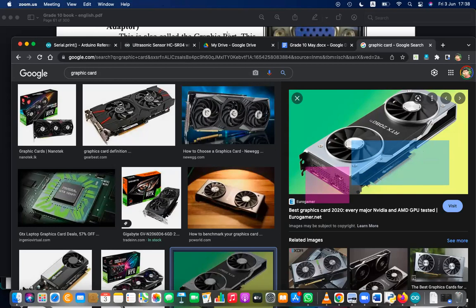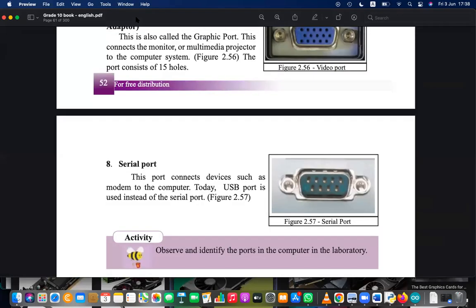So that is about the expansion cards and the ports. Slots, we learned the processor is connected to the slot. Slot is a 2D one. So that is basically to connect the processor.